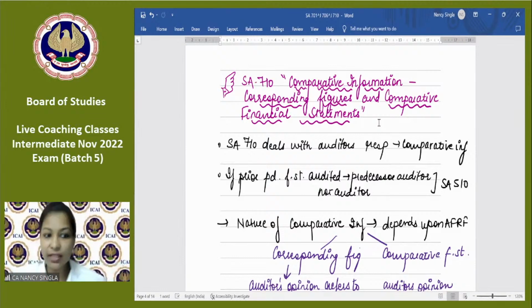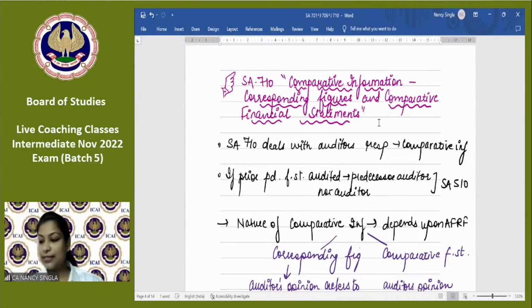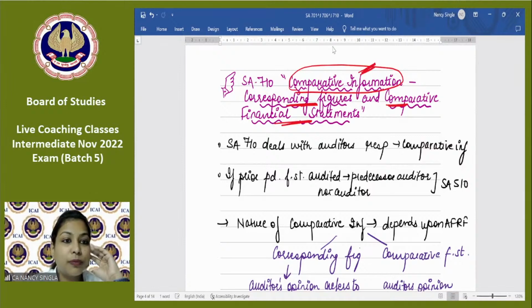So now quickly send in your thumbs up or anything like that. Shall we proceed with SA 710? SA 710. Comparative information. The name is a bit lengthy. Comparative information dash corresponding figures and comparative financial statements. So I've started without getting your thumbs up. Chalo. SA 710. Yes, ma'am. Proceed with speed. Chalo, good. Comparative information, corresponding figures, and comparative financial statement.